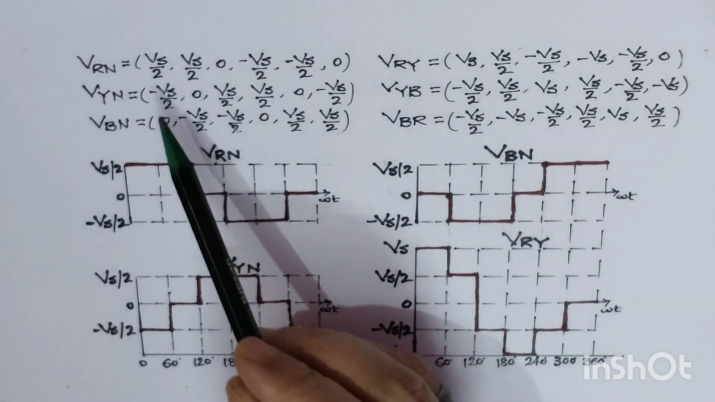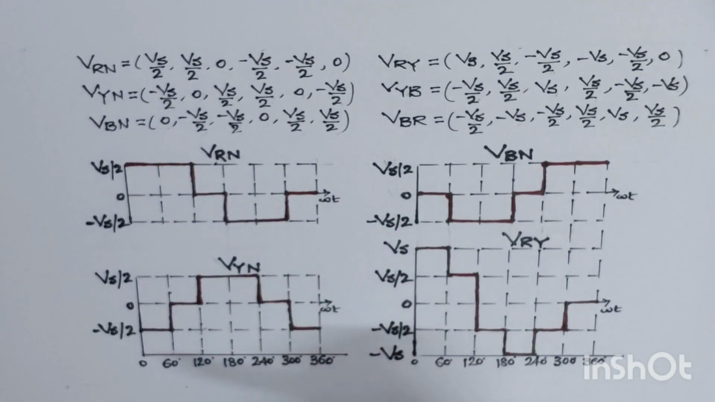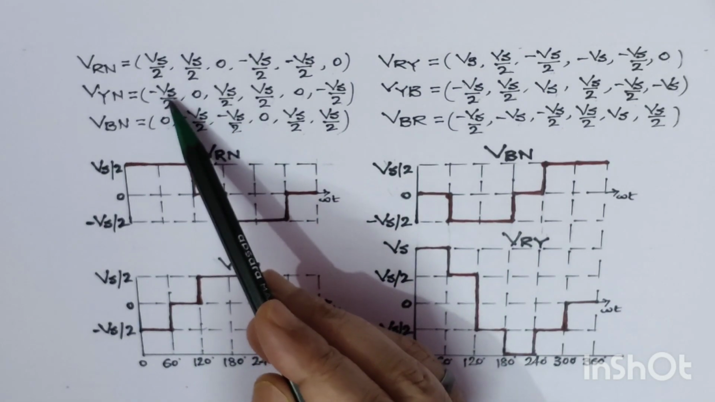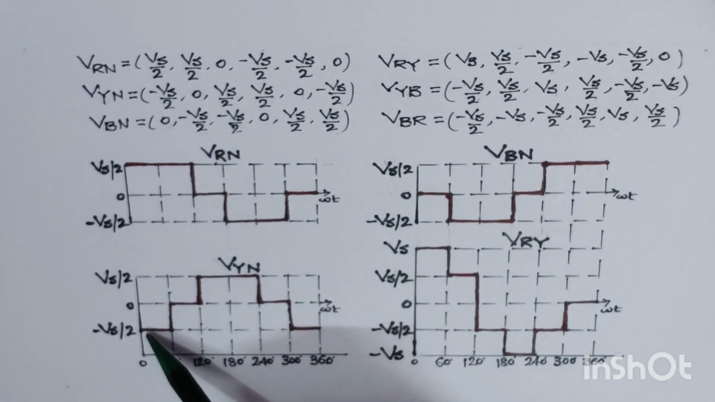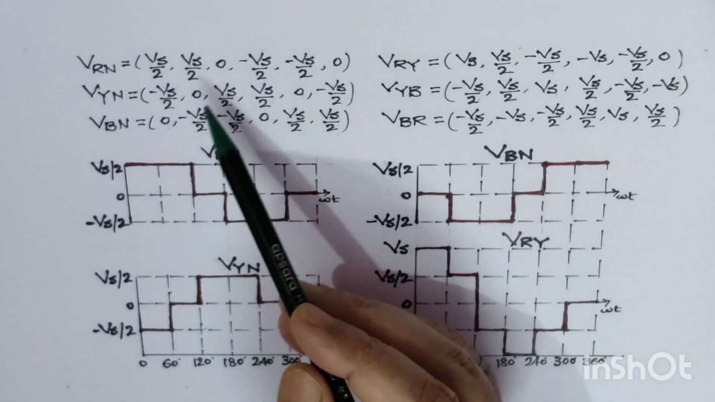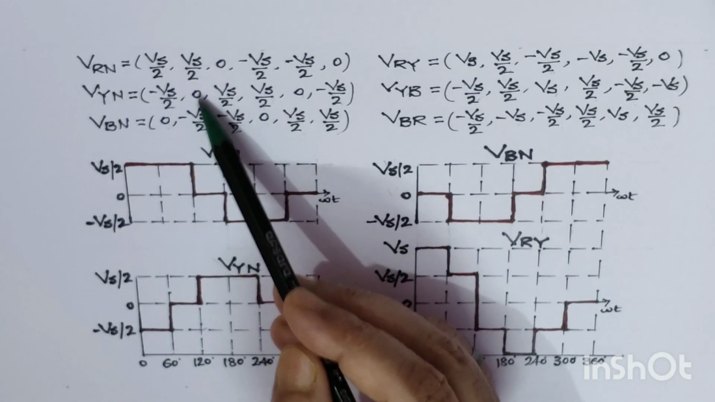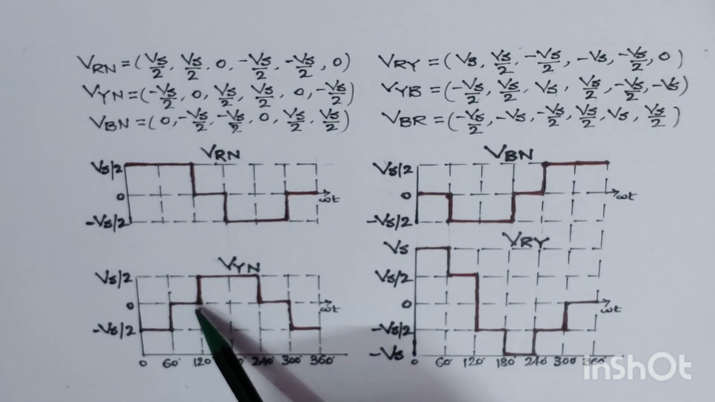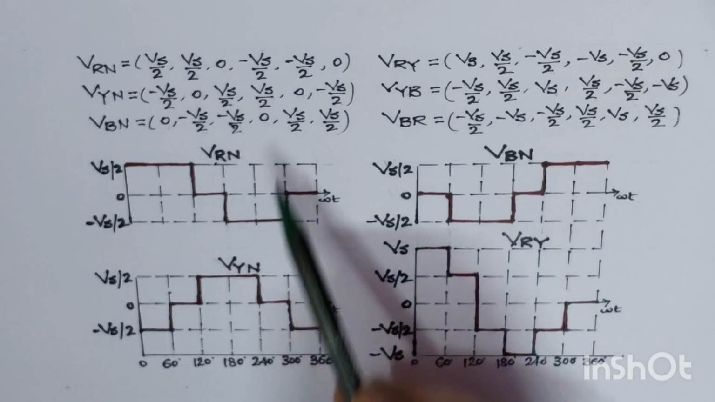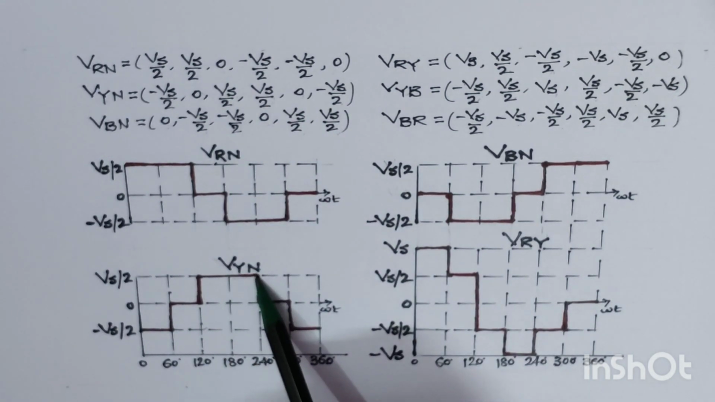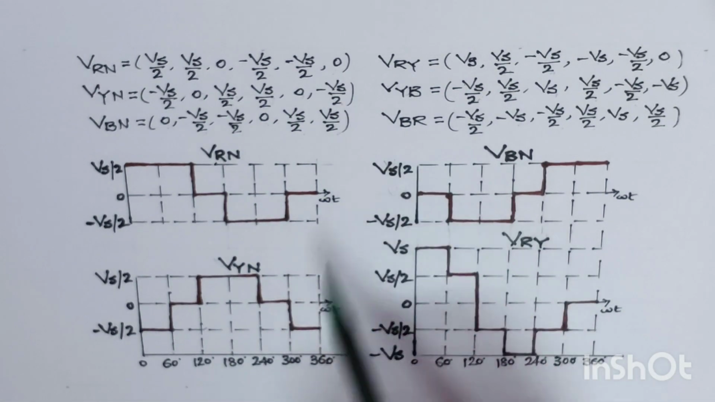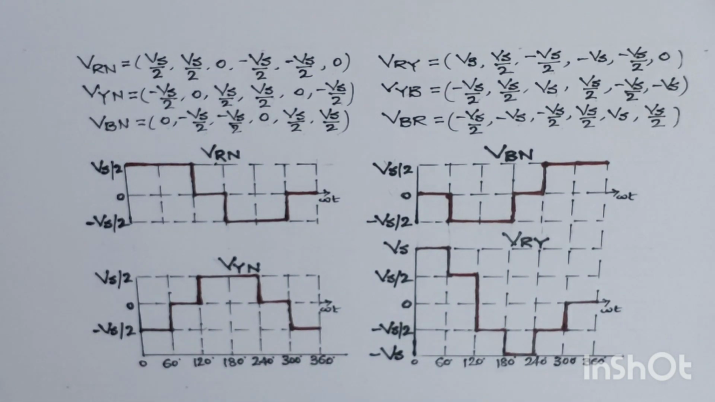Similarly, we can find out the voltage VYN. What is it in the first step? In the first step it is minus Vs by 2. So we have started from here, minus Vs by 2. Then for the next 60 degree it will be 0, then for the next 60 degree it is Vs by 2, and again for the next 60 degree it is Vs by 2. Then it is 0 for 60 degree, and then minus Vs by 2, and then minus Vs by 2 for the next 60 degree. So this is the waveform for the phase to neutral voltage, that is VYN.